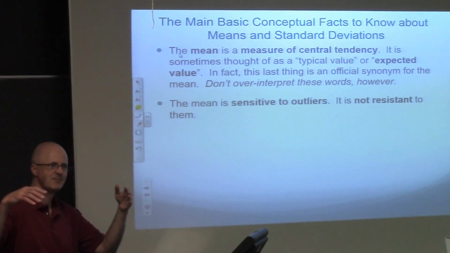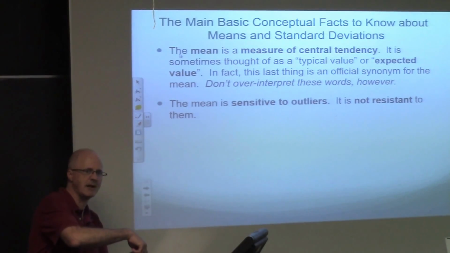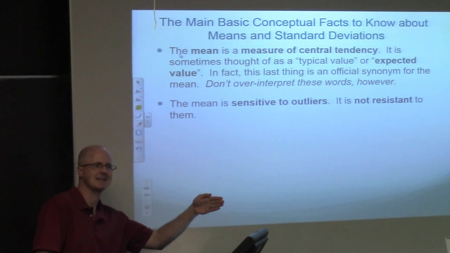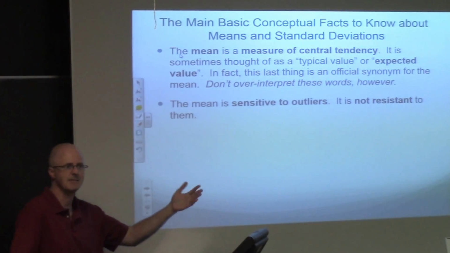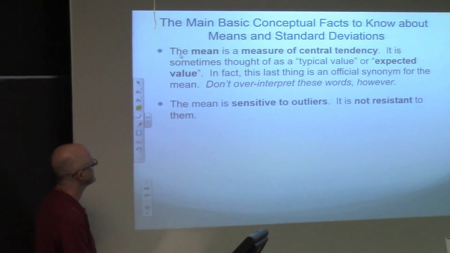Think about everybody's income in the US except for billionaires, but then you throw in Bill Gates's income and it skews the mean. It drags it to the right very much so, since he makes, what, $50 billion a year or something. Maybe that's his net worth, I'm not sure.